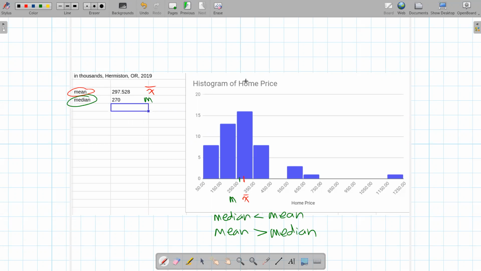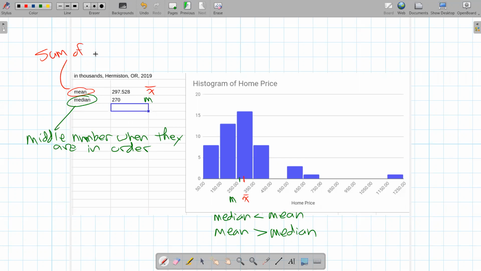So here's what we need to consider: how do we calculate a median and how do we calculate a mean? Well, remember the median is the middle number when they're in order. And the mean is the sum of all data, oops, Zoom is in the way, divided by the count, right? How many numbers are there?